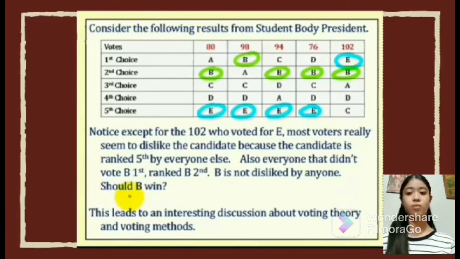Consider the following result for student body president. Here is the example. In this table, notice that except for the 102 who voted for E, most voters really seem to dislike that candidate, because E is ranked fifth by everyone else. Also, B is ranked second and is disliked by no one, so B should arguably win. This leads to an interesting discussion about voting theory and voting methods.